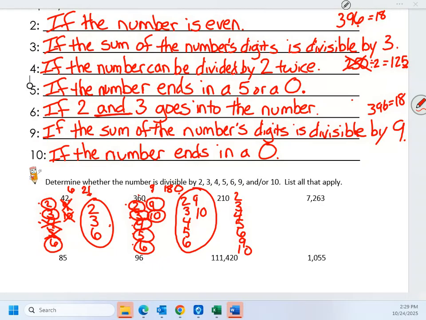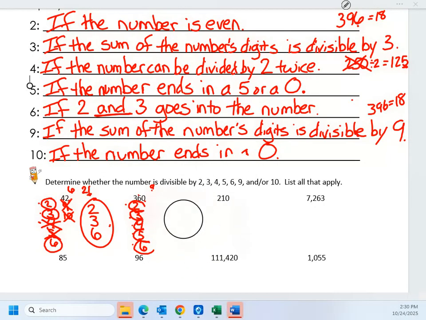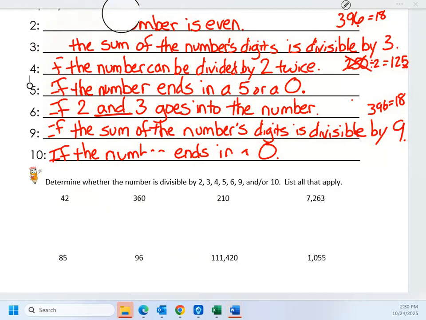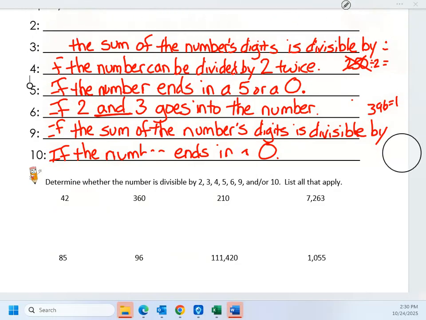Don't just try to do mental math. There are no gold stars for mental math anymore. Okay, do the work. Show your work. Do that for all of these numbers. Really get to understand the rules that we have so you know how to use them.